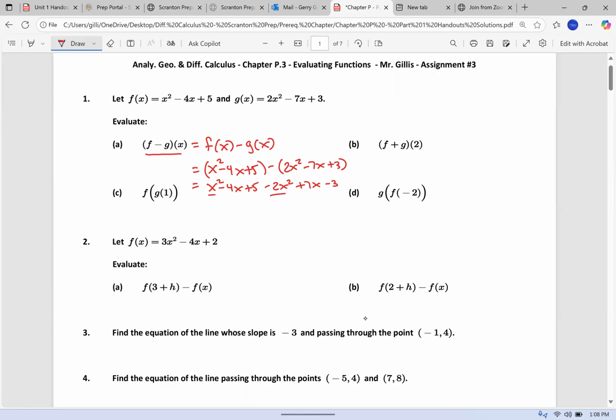X squared and negative 2x squared is negative x squared. Negative 4x and 7x is positive 3x. And then 5 minus 3 is positive 2.